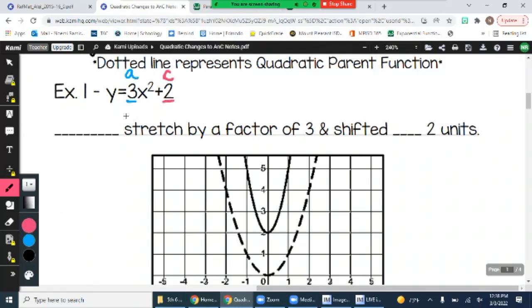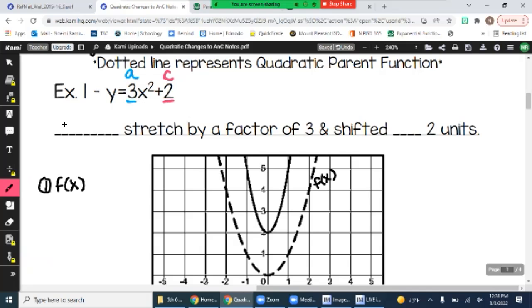Now, when you have your graphs, most of the time they will give you a dotted and a solid line, especially when we're talking about transformations, where we're talking about the changes. When you get a dotted and a solid line, the dotted line will always represent f of x. It will always represent your first function, the parent function. So I like to go in and label it f of x. Now we know that the parent function is y equals x squared. But we also know that f of x equals and y equals are the same thing.